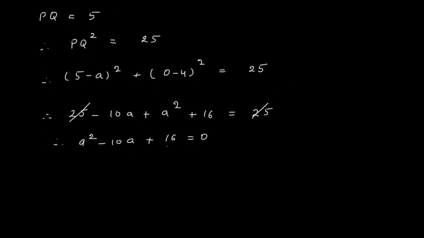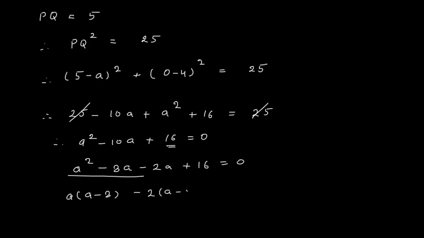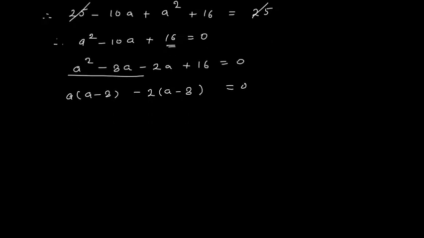So this 16 I can split as A square minus 8A minus 2A, so that their multiplication is 16 and their addition is 10, plus 16 is equal to 0. From here I will take A common, so it is A minus 8, and from here I will take minus 2 common, so it is A minus 8. This is equal to 0. So I have A minus 8 in one bracket and A minus 2 in the other bracket, equal to 0.